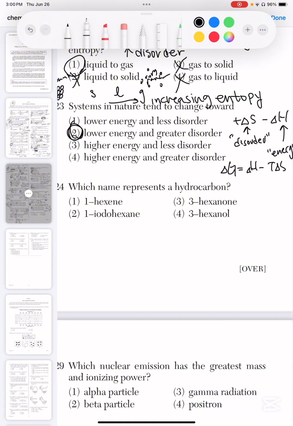Because I'm just like that. So, systems in nature tend towards greater disorder. So you can cross out numbers 1 and 3.